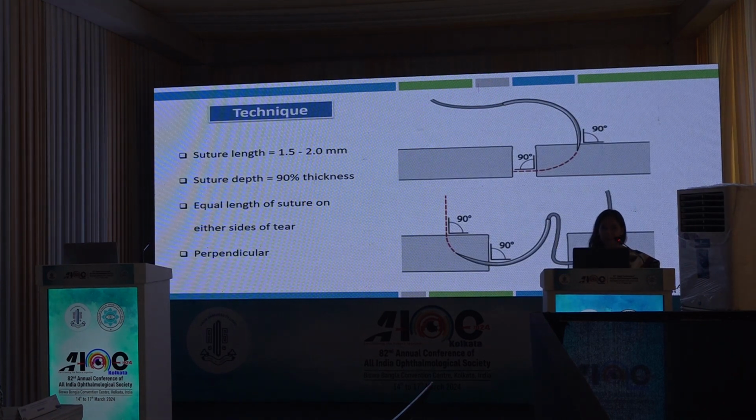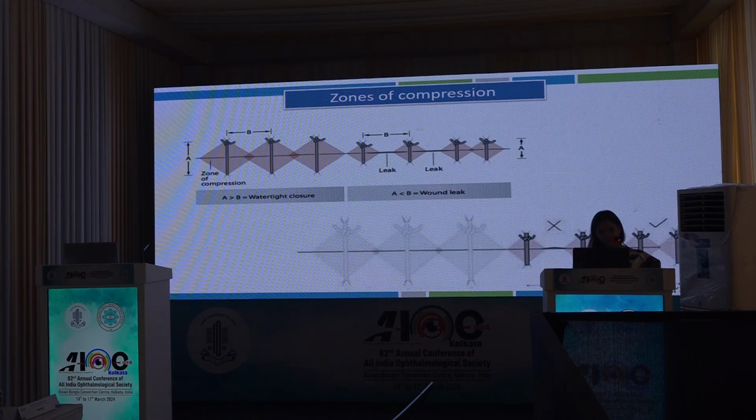Techniques are very simple, and we've all seen this before. When you are entering the needle, as with any corneal suturing, you want to keep the needle as perpendicular as possible so that you get a good depth, because if you're very superficial, then you'll get a lot of cheese wiring and also not get good edge to edge apposition. Try to get an equal length of suture on both sides, and this is only changed if it's a shelving tear, where we make it unequal on both sides.